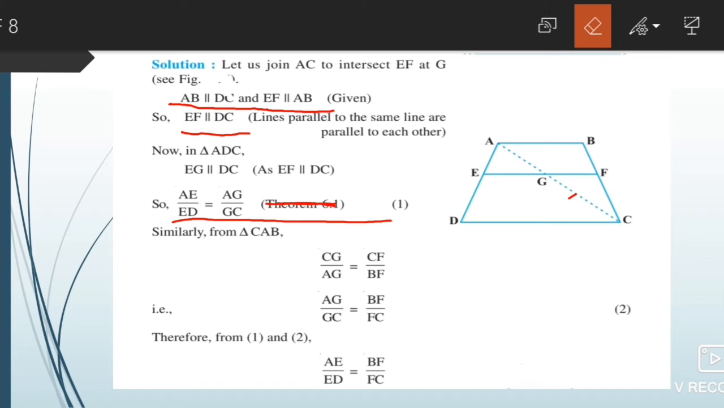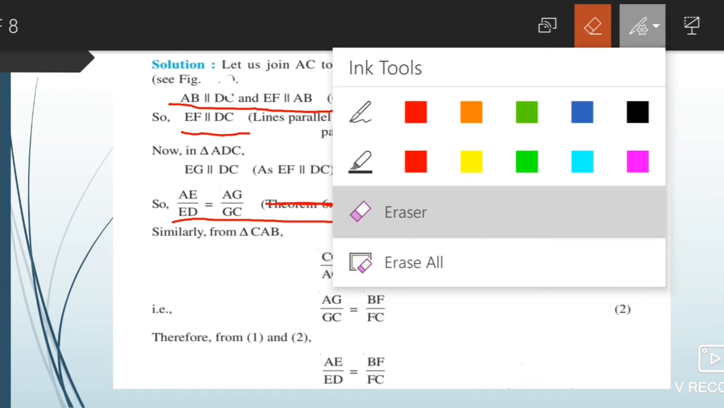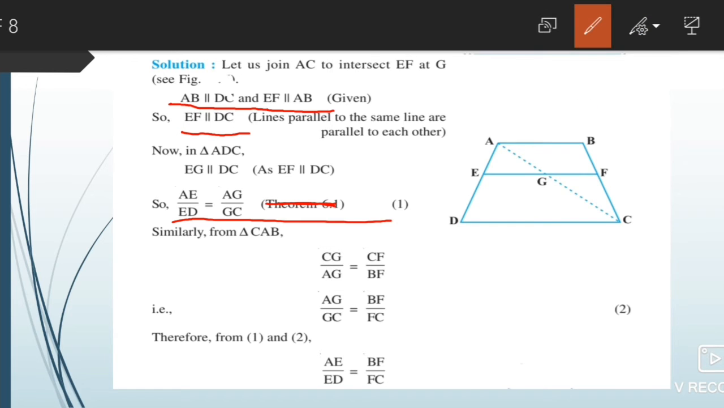Okay, now again we'll check the triangle CAB. That means this triangle.